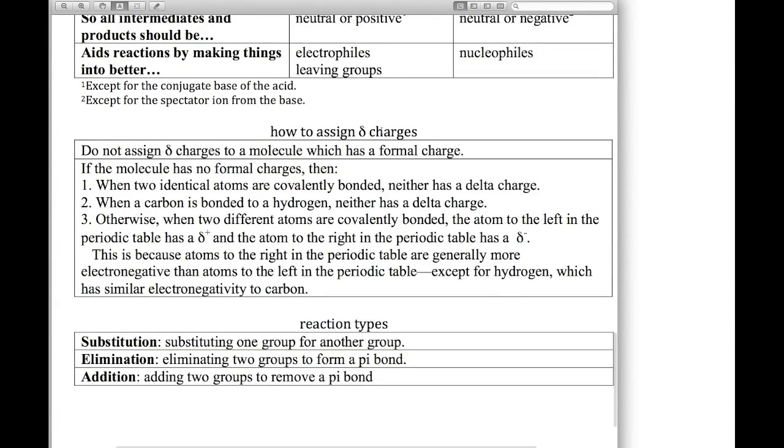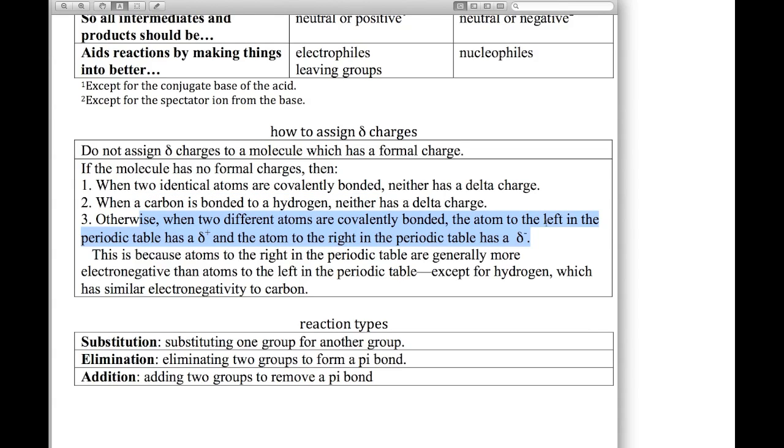How do you assign the delta positive charges? Well, first of all, you only have to do that if there's no formal charge. If there's no formal charge, then you might already know these rules. If you have two identical atoms, they don't give each other a delta charge, like the carbons that were bonded to each other. Also, a carbon that's bonded to a hydrogen does not give a delta charge, because hydrogen is similar to carbon. And other than that, you just compare where they are in the periodic table.